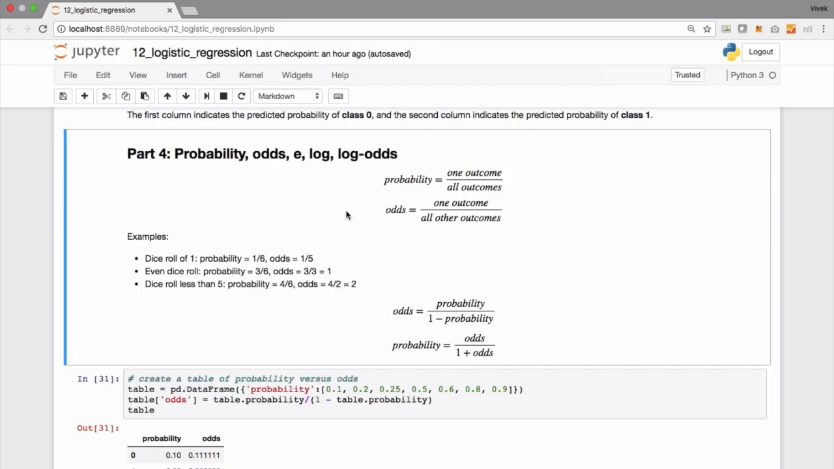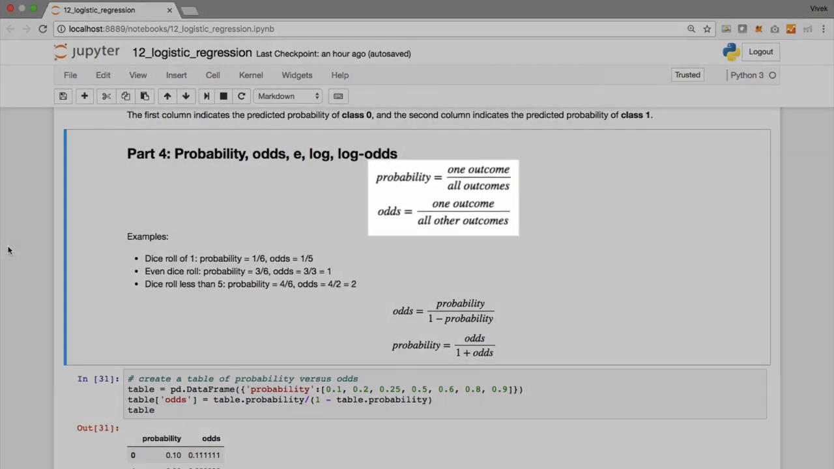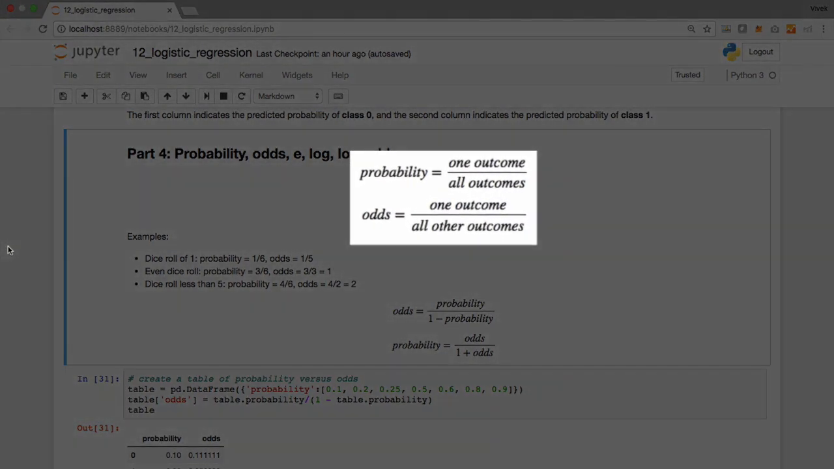Let's take a step further and analyze what is probability, odds, exponential, log, and log odds. This section will help us put it all together. Now, probability, as we all know, is the ratio of an outcome and all of the outcomes that are possible.